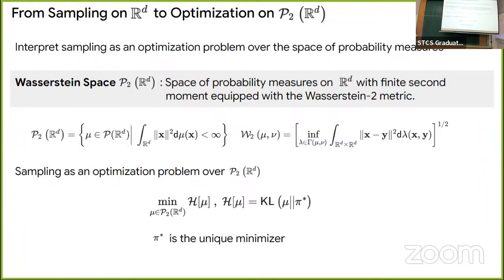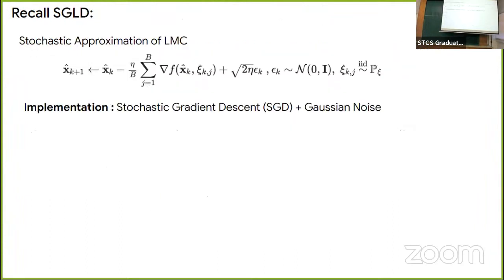Okay, and then we can track this in infinite dimensional space and see what happens to our trajectories when we do pathwise stochastic approximation. Okay. So now let's go back to the SGLD, which is the main object we are trying to understand.